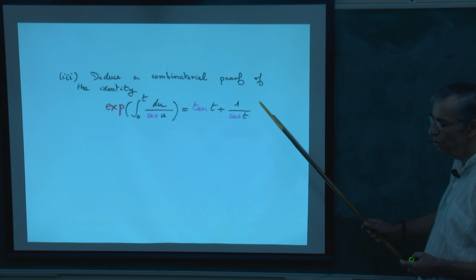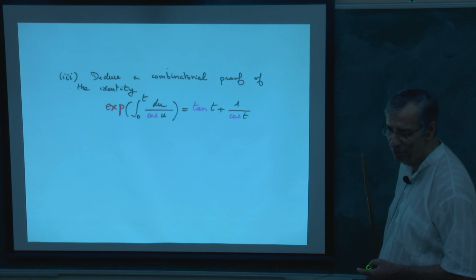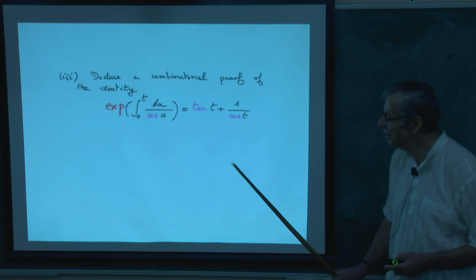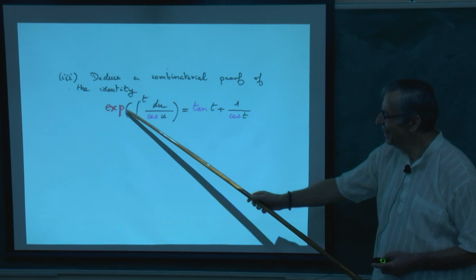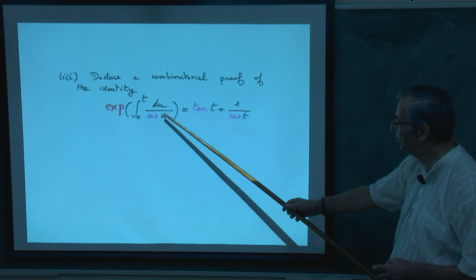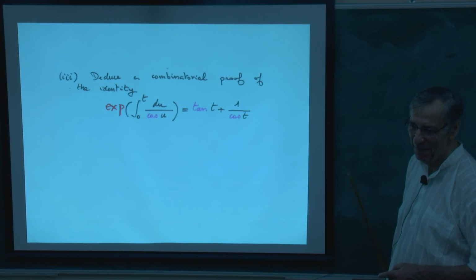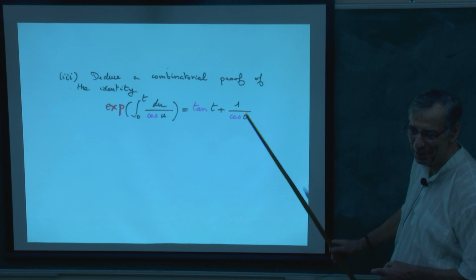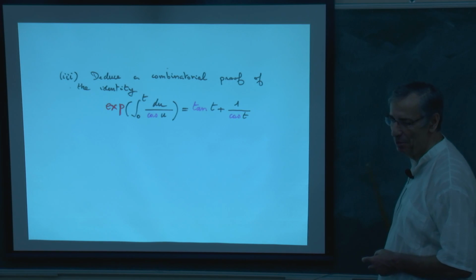And then you can deduce, using species and assembly, this is an assembly of arborescences with even and odd. So you take off the root and you get this. So easily you can deduce this nice interpretation.